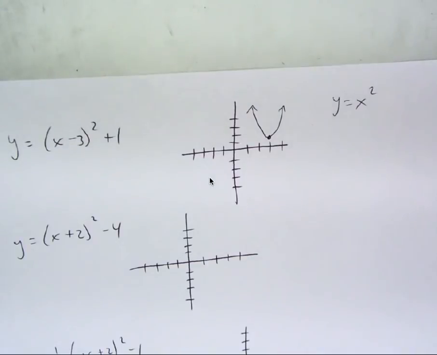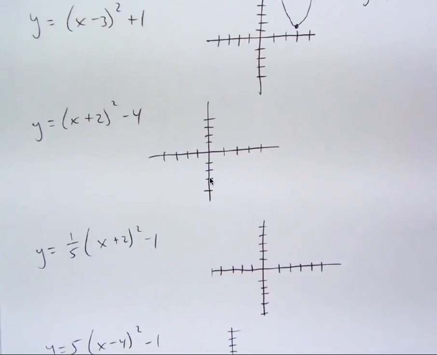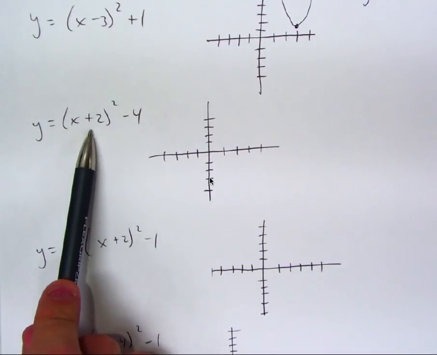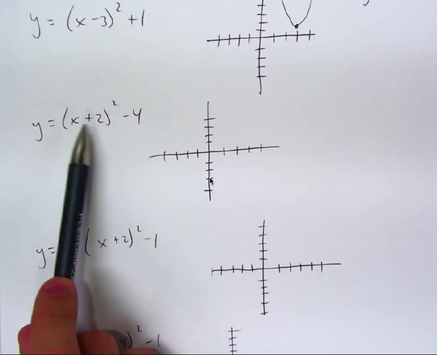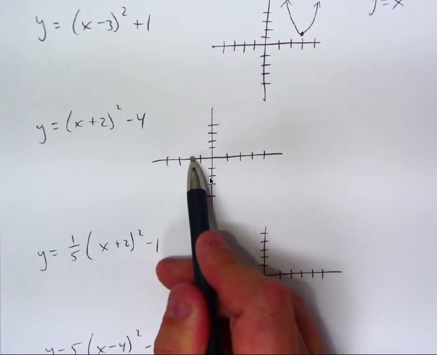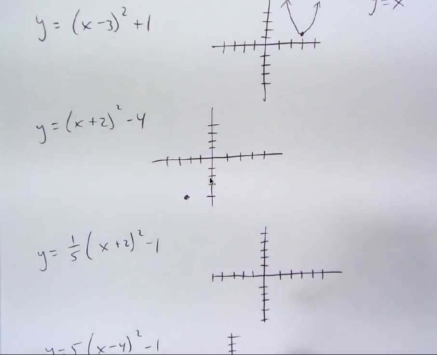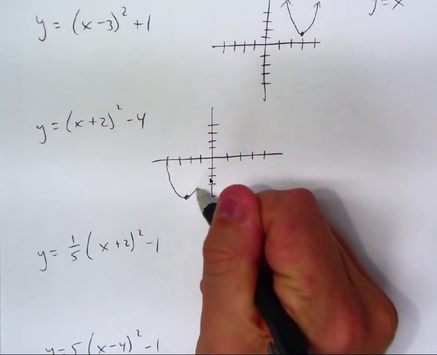That's the gist: from this form, we know where it's going to be and what it's going to look like. So for instance, this would shift our parabola to the left 2 and down 4. Left 2, down 4. So it puts our new vertex, left 2, down 4, right here. And then we just have our normal looking parabola.